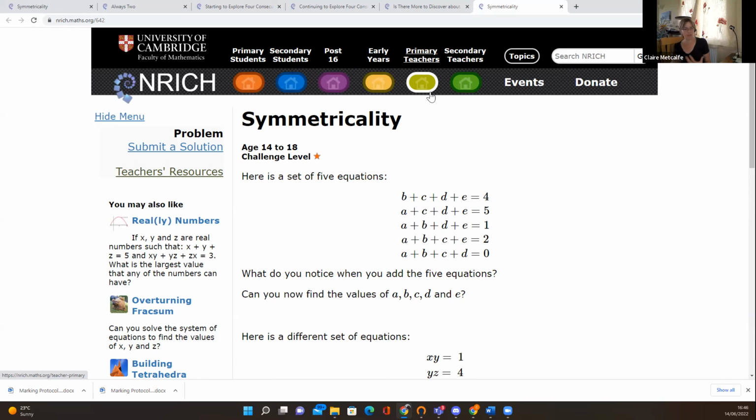I haven't tried doing this. I think it's going to get horribly messy. Actually this question gives you a hint for what you might do. It says, what do you notice when you add the 5 equations? So just give 30 seconds in the chat. What do you notice if you add those 5 equations?